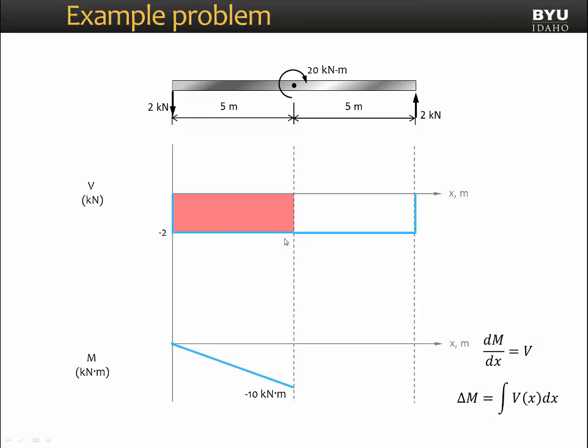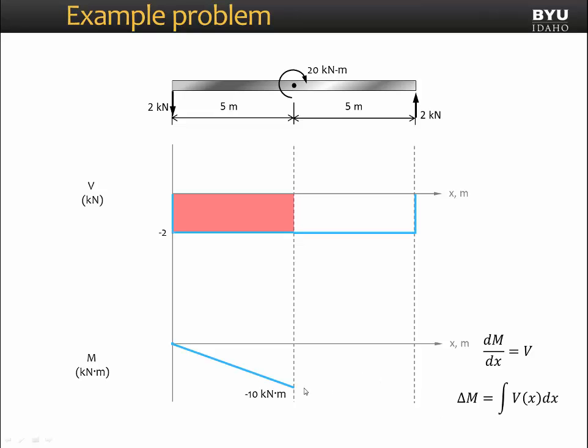For the first 5 meters, our slope will be negative 2, so we will proceed from 0 down to a negative 10 kilonewton meters. Using this rule, which states that the change in our moment diagram between 2 points is equal to the integral of the shear diagram between those same 2 points, we see that the area from x equals 0 to 5 meters is negative 2 kilonewtons times 5 meters, that's negative 10 kilonewton meters. That's the change we see in our moment diagram.